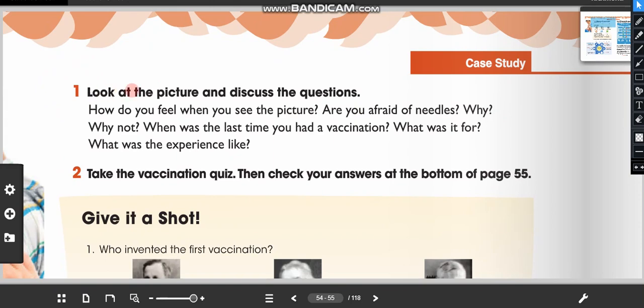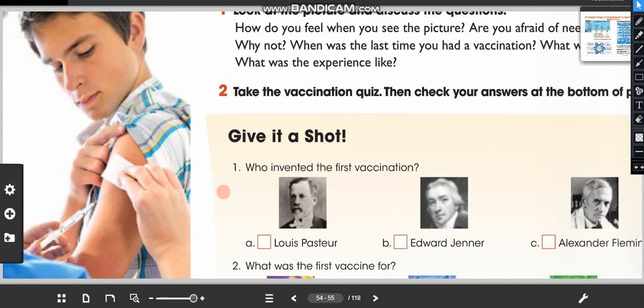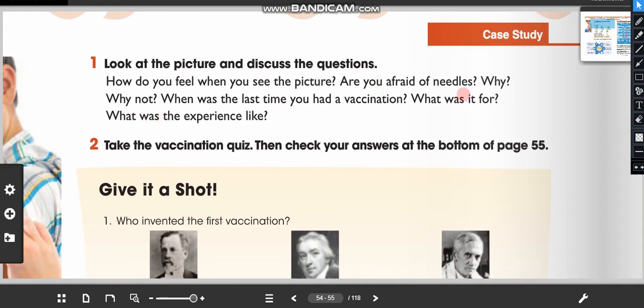Number one, look at the picture and discuss the questions. Very easy. How do you feel when you see the picture? Let's check the picture. This is the picture. How do you feel? Do you like vaccines? Are you afraid of needles? Why and why not? When was the last time you had a vaccination? What was it for? And what was the experience like?